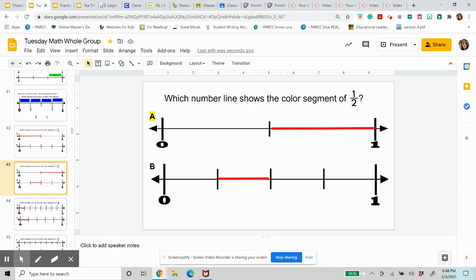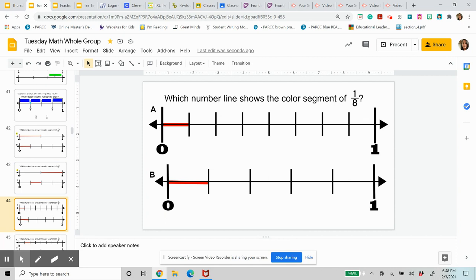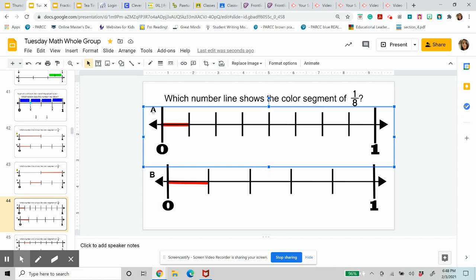All right, let's look again. All right, so we have choice A or B. Which number line shows the color segment of 1/8? Okay, so let's count. 1, 2, 3, 4, 5, 6, 7, 8. This number line has 8 pieces. 1, 2, 3, 4, 5. This one has 5 pieces. So let's look at A. Okay, yes, 1 piece is colored in of the 8. Okay, so it is, I can't highlight that A, but it is A. Okay.